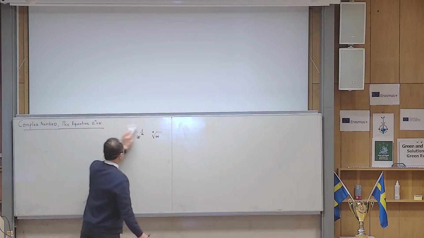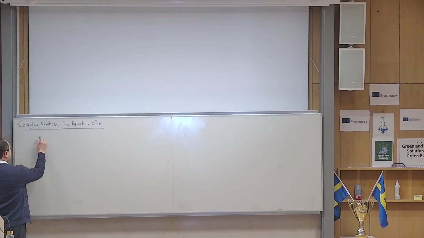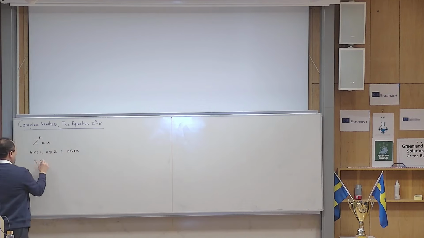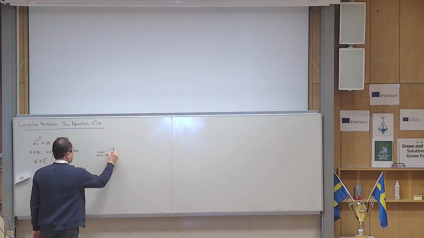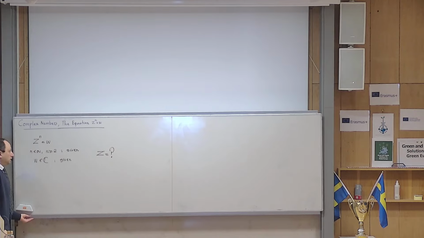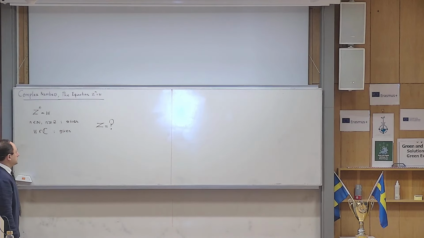So let me summarize what we want to do. An equation of this form is given to you. n is natural and greater than or equal to 2, given. w is a complex number, it belongs to the set of complex numbers, given. And my question is: what are all possible values of z? Okay. So how should I solve this problem? Let me give you examples.